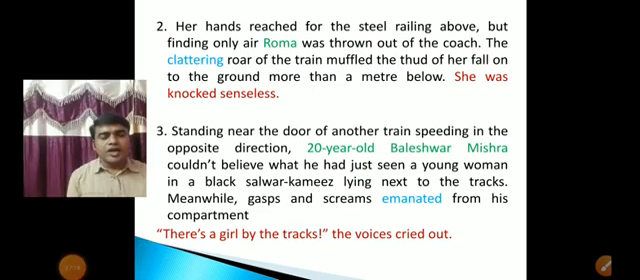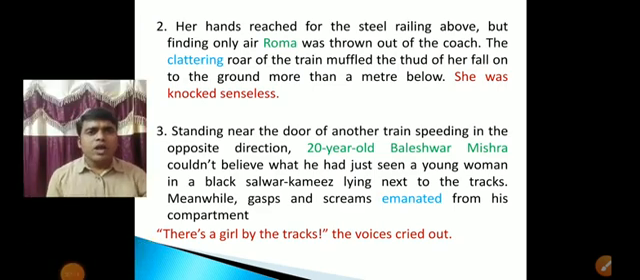Yes, children. Look at the second paragraph. Her hands reached for the steel railing above, but finding only air, Roma was thrown out of the coach. The clattering roar of the train muffled the thud of her fall to the ground more than a meter below. She was knocked senseless.